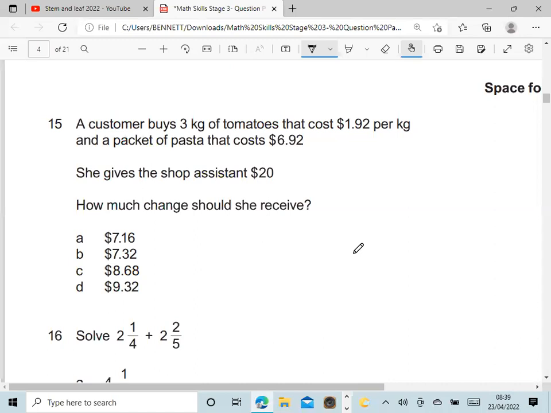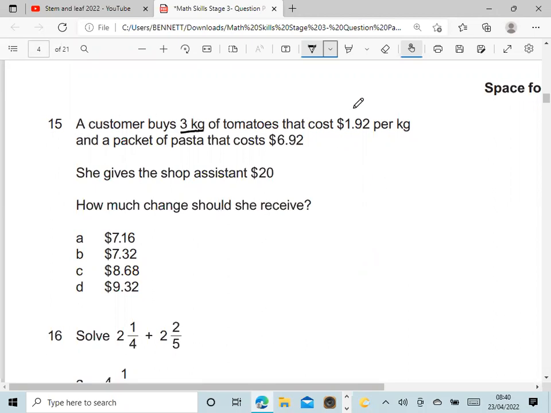Point 32. How much? $7.32. I didn't hear. You're a bit low. $7.32. $7.32. Okay. What about the others? Have you finished? Next. $7.32. So that's B. Let us see.